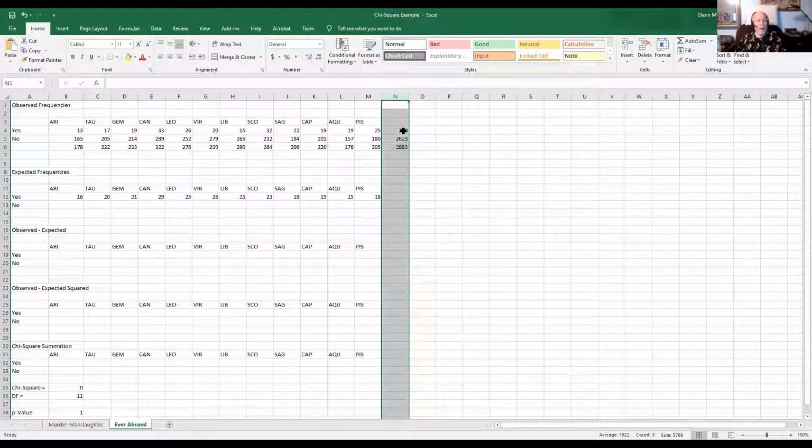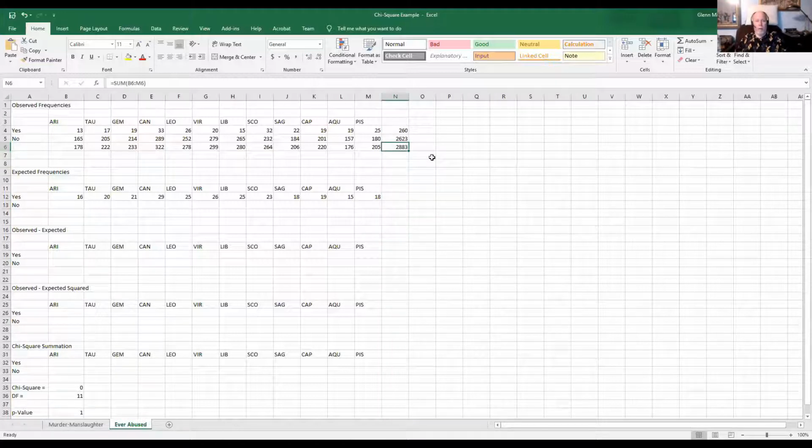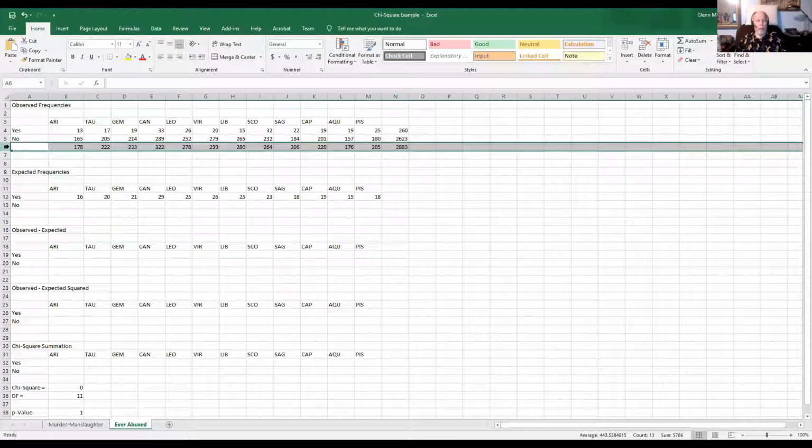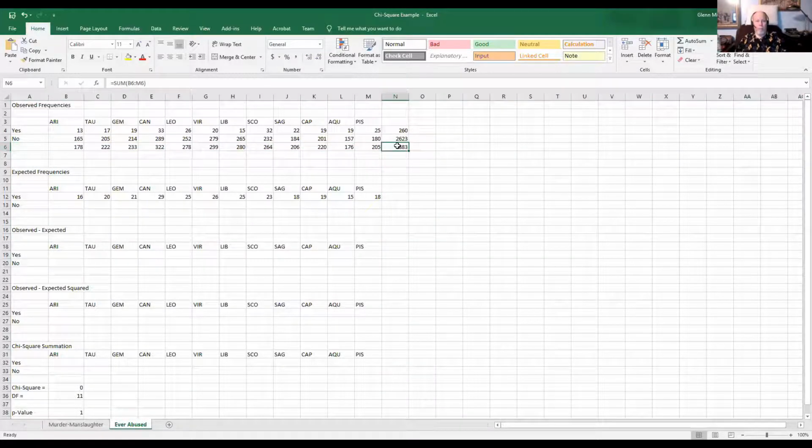So the row is just yes or no, ever abused. And then we're going to divide by the total number of observations in the table, 2883. Column number times the row number, then you're going to divide by the total number of observations. Right. And that gives us the expected frequency, because then it's going to spread them out over the 12 signs again. That's right. Okay. In plain English, for the mathematically challenged, that helps a lot.